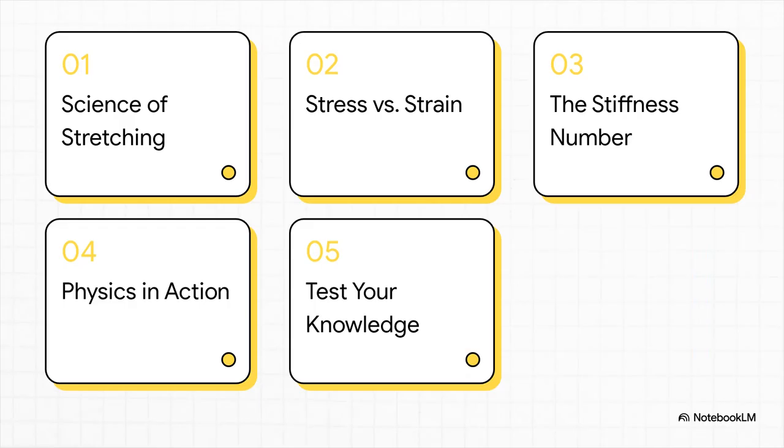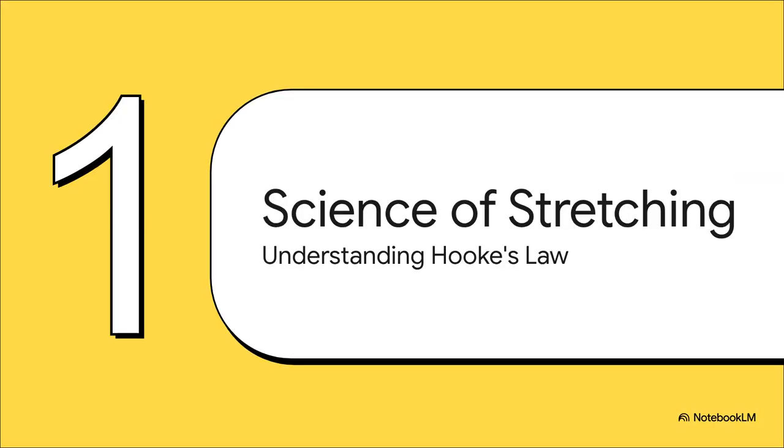All right, so here's our plan. We'll kick things off with a pretty famous law about stretching. Then we'll get into the real language engineers use, stress versus strain. After that, we'll meet the one number that tells you how stiff something is. We'll see it all work with some real examples, and then you'll get to test what you've learned. So let's jump right in with a basic question.